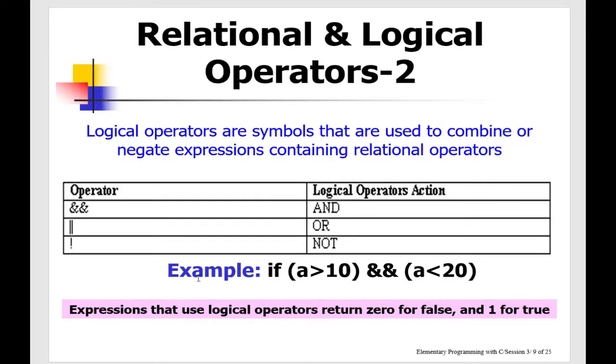And we have an example here. If a is greater than 10 and a is greater than 20, then we do some calculation. Expressions that use logical operators return 0 for false and 1 for true. Let's look at an actual example in Notepad.